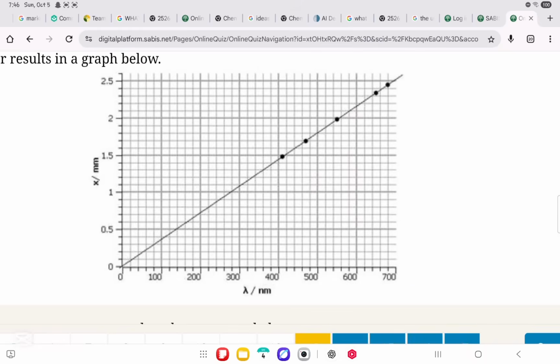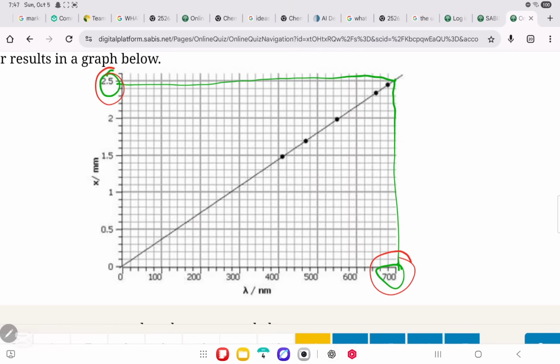How do we find the value of the slope of the graph? You choose one point. For example, this point over here, which is 2.5 millimeter. And it is 700 nanometer. So this is the rise, 2.5, and this is the run. We can do rise over run. Why? Because it's a straight line passing through the origin.